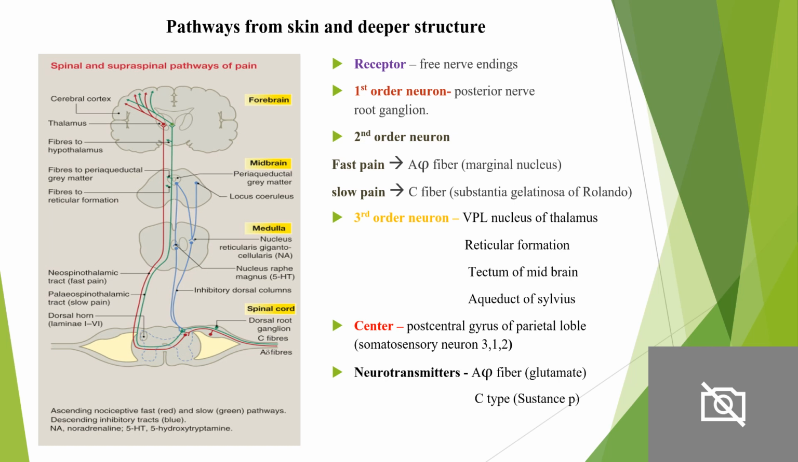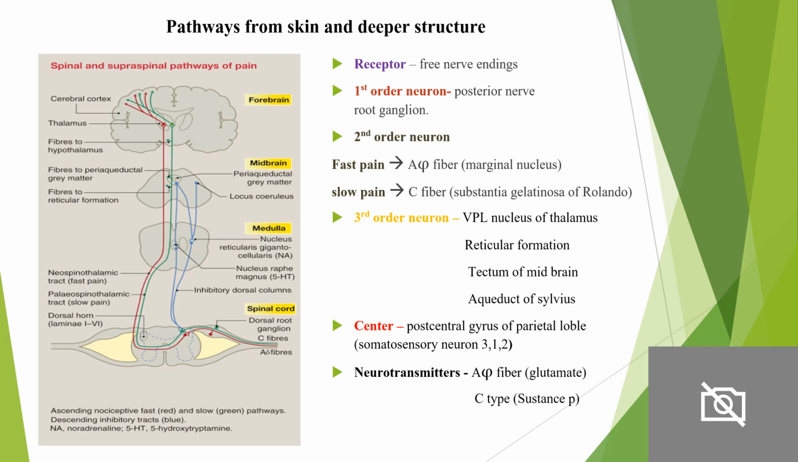What is the receptor for the pain pathway? It is the free nerve endings. What is the first order neuron? It is the posterior nerve root ganglion. The dendrite of the posterior nerve root ganglion synapses with the receptor. Here we have two types of fiber, A delta fiber and C fiber. A delta fiber carries fast pain and C fiber carries slow pain.